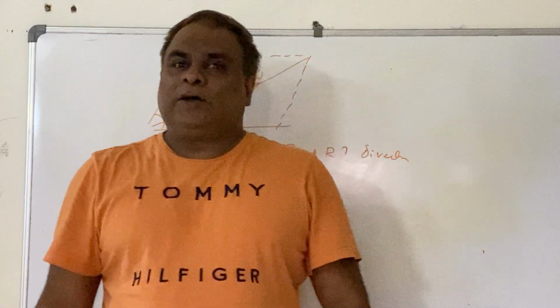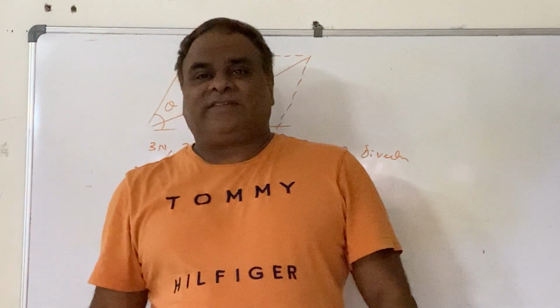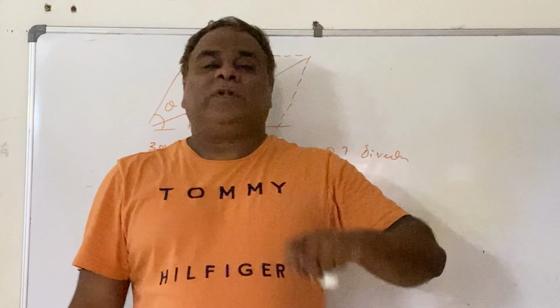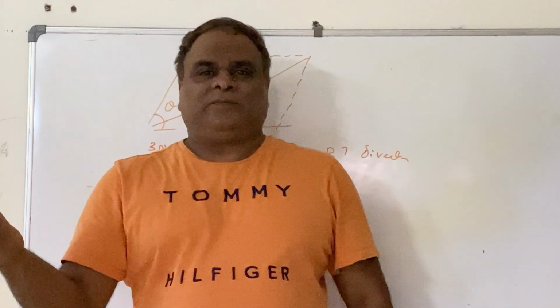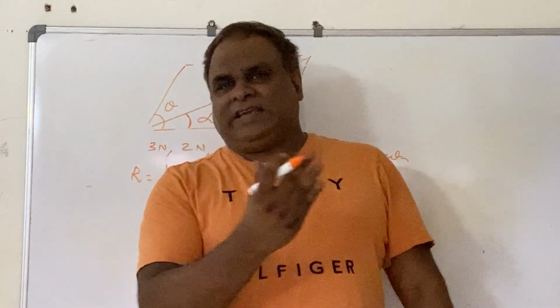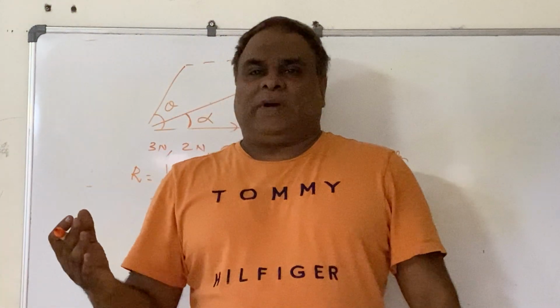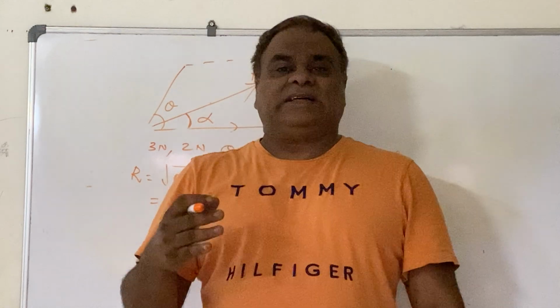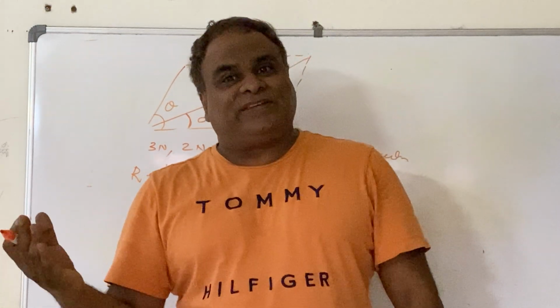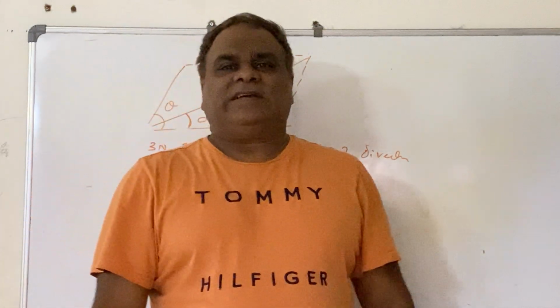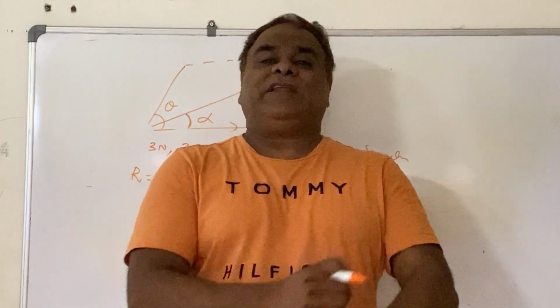Cos 30, root 3 by 2. Cos 60, 1 by 2. Sin 30, 1 by 2. Sin 60, root 3 by 2. The way it will change, right? Sin 30, 1 by 2. Sin 60, root 3 by 2. Cos 30, root 3 by 2. And cos 60, 1 by 2. You know these values. Okay, if you don't know, please learn it. Very, very important.